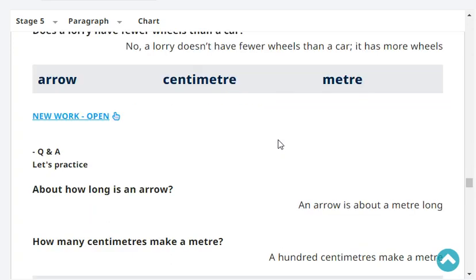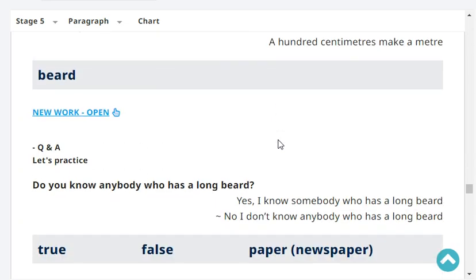About how long is an arrow? An arrow is about a meter long. How many centimeters make a meter? A hundred centimeters make a meter. Very good.